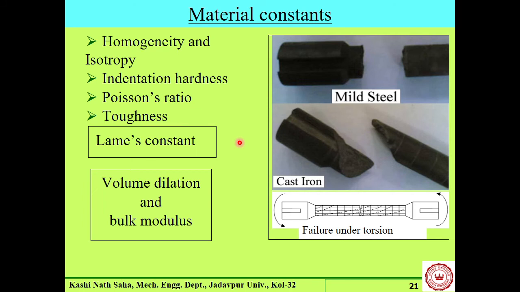Now you see what is written here: Lami's constant, volume dilation and bulk modulus. This is what we calculate. Actually, this is what we have discussed in our last class, right? So the volume dilation means volumetric strain. From the strain tensor we can measure this volumetric dilation.